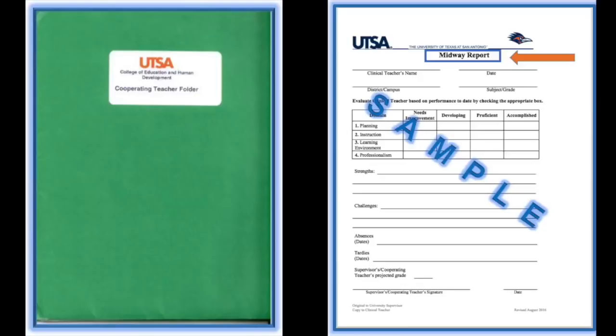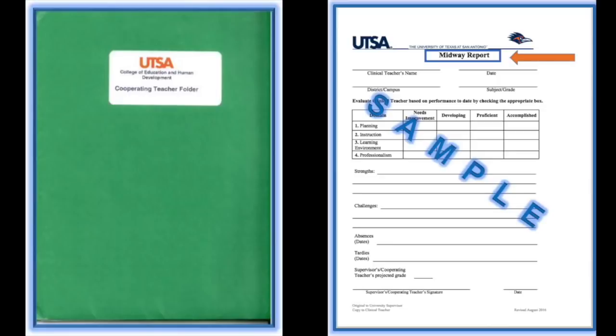The midway report is completed at the halfway point of the placement. The midway report is a progress report that may be used to identify the strengths of the clinical teacher. The form may also be used to identify areas the clinical teacher should improve upon during the second part of the placement. The cooperating teacher and university supervisor each complete a midway report, and each should share their midway report with the clinical teacher.